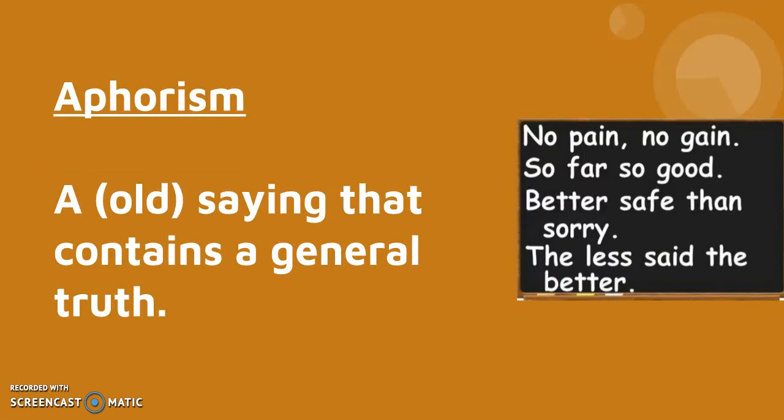The next term is aphorism. Aphorisms are actually accredited to Ben Franklin, which is a fun fact for trivia in the future. But an aphorism is just an older saying that contains a general truth. Sometimes these are cliches at this point because they're overused. But I like this image because no pain, no gain is something that we hear all the time with athletics and stuff like that. Better safe than sorry. I'm sure you've said that, or maybe a parent has said that to you.